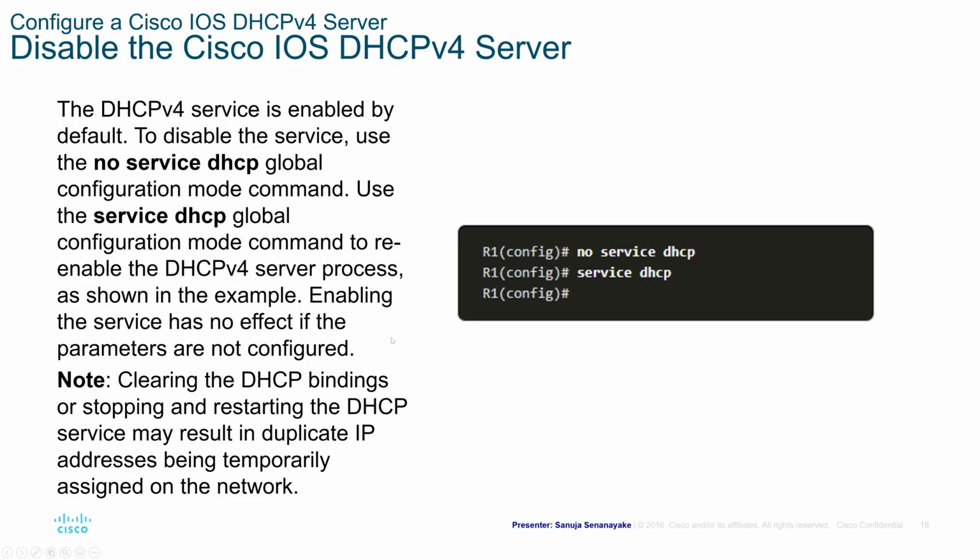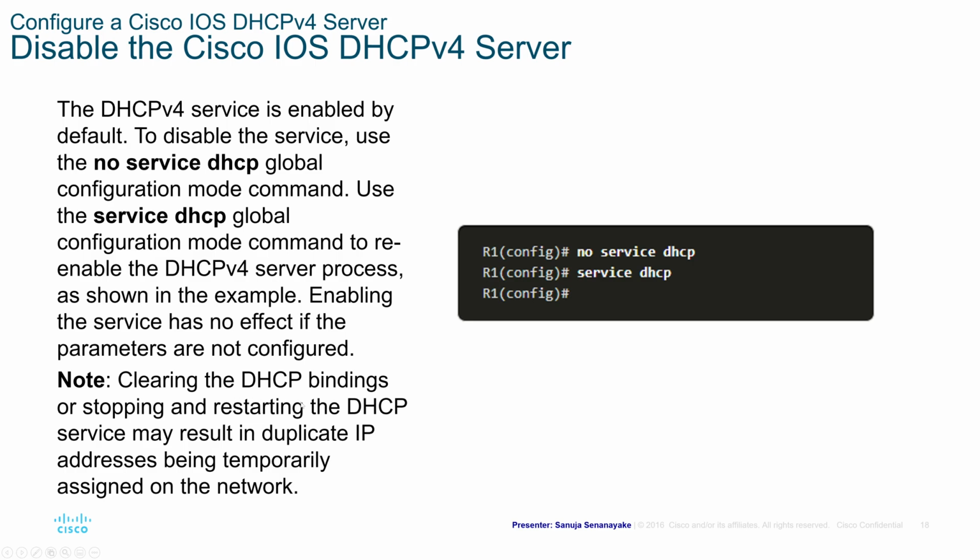Enabling the service has no effect if the parameters are not configured. That's a key piece of information that you should also remember. So if you have the service enabled but you have no parameters set, such as the DHCP pool name, excluded IP addresses, etc., it's not going to hand over that information to any clients that are requesting it. So just enabling it has no effect if it is not configured.